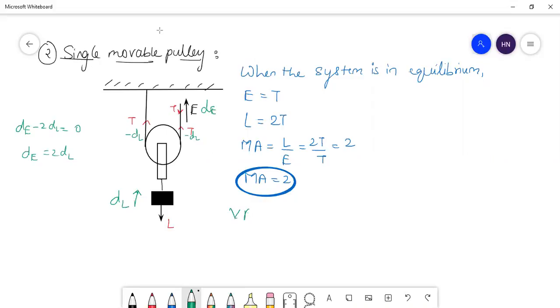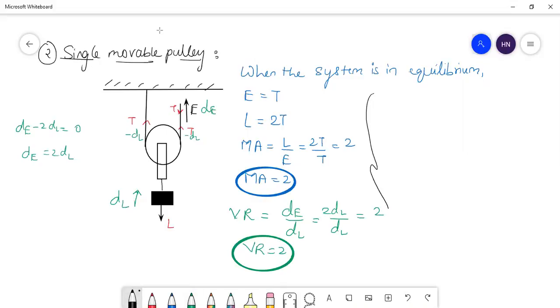That means if I go for the velocity ratio value as distance moved by effort by distance moved by load, the distance moved by effort we are getting as 2 dl upon dl. So we get the value as 2. So velocity ratio is also 2. And then finally, if I try to find out the efficiency of the movable pulley, which will be mechanical advantage by velocity ratio, that will be 2 by 2, which is again going to give you 100%.